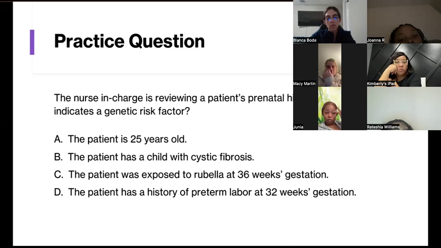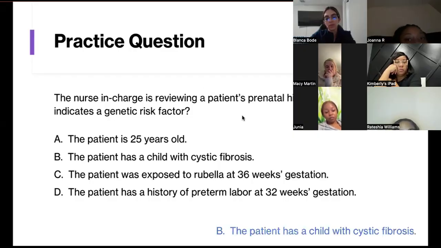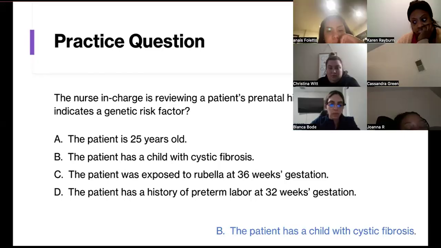So when we're talking genetic risk factors, that includes things like cystic fibrosis. Her being 25 years old is not a genetic risk factor. Being exposed to rubella is not a genetic risk factor. It's just something that we're going to need to educate the patient on. And a history of preterm labor does not mean anything genetic wise, but it does mean that she is at an increased risk of preterm labor with this pregnancy, which is something we do want to educate her on, but it's not going to be anything related to her genetic makeup.